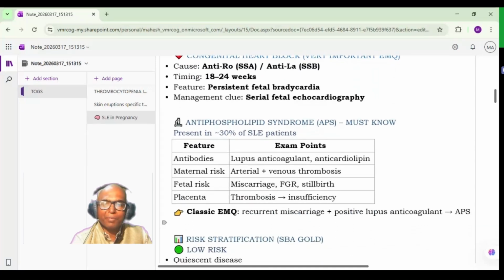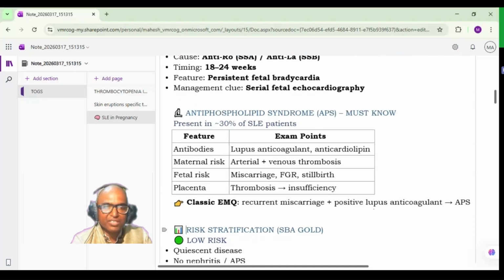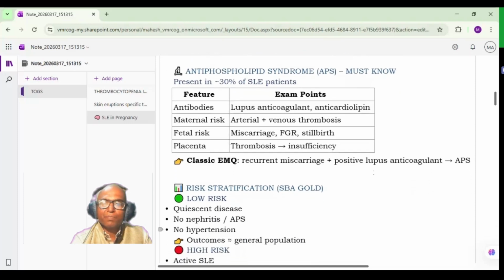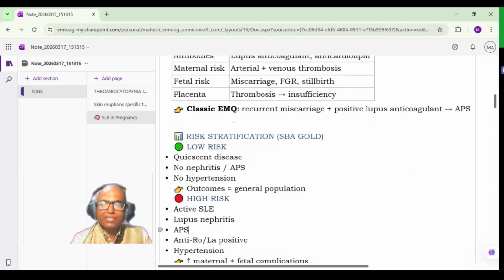Then coming to antiphospholipid antibody syndrome, it is seen in around 30%. One in 3 patients of SLE will have associated antiphospholipid antibody syndrome. So these patients will be very prone to development of thrombosis, and thromboprophylaxis is very important in these patients. The antibodies are lupus anticoagulant and anticardiolipin. Maternal risk will be arterial plus venous thrombosis. Fetal risk is in the form of miscarriage, FGR, and stillbirth. Placenta will show thrombosis and there will be placental insufficiency. So recurrent miscarriage plus positive lupus anticoagulant is antiphospholipid antibody syndrome.